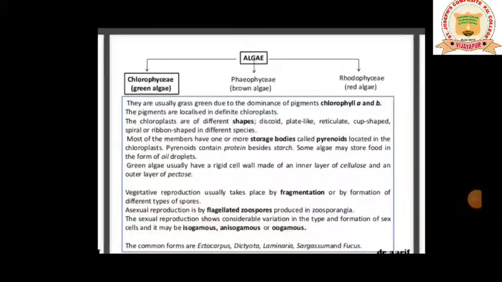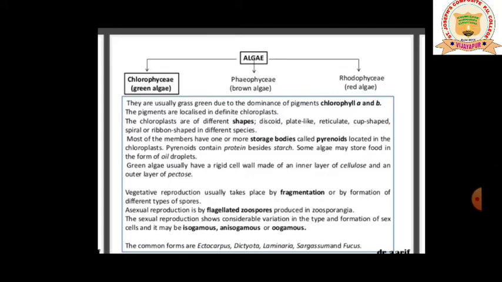Welcome to part 5 of Plant Kingdom. As in our previous video, we are trying to understand more about the algae. I hope each and every point is clear to you. So algae are classified into three classes: Chlorophyceae, Phaeophyceae and Rhodophyceae.